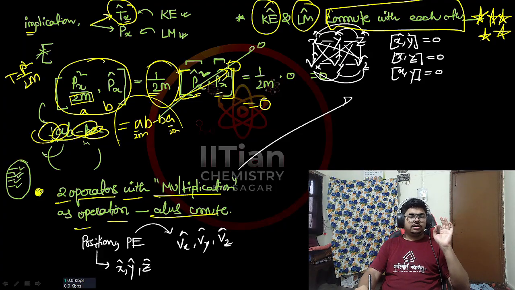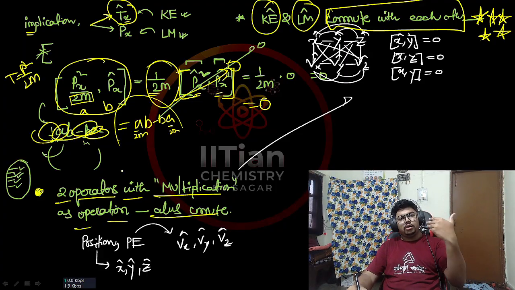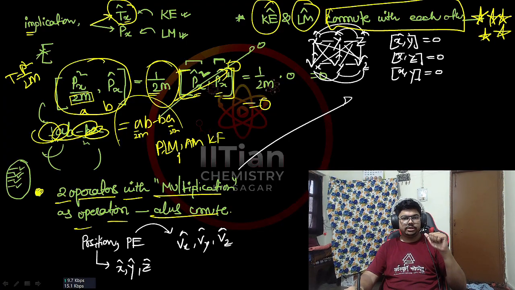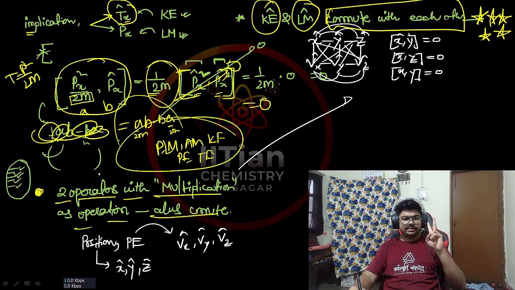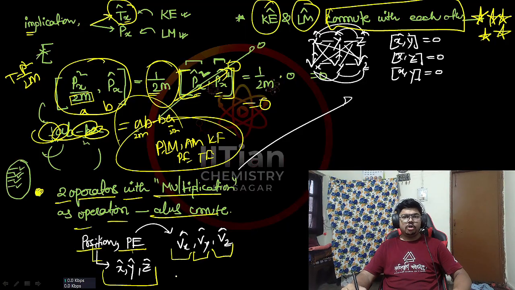I have discussed with you a few operators: position, linear momentum, angular momentum, kinetic energy, potential energy, total energy. Among all these operators, only two have a multiplicative operation, that is position and potential energy. Position we can denote as x cap or y cap or z cap. Potential energy we denote as Vx cap or Vy cap or Vz cap. They commute with each other.